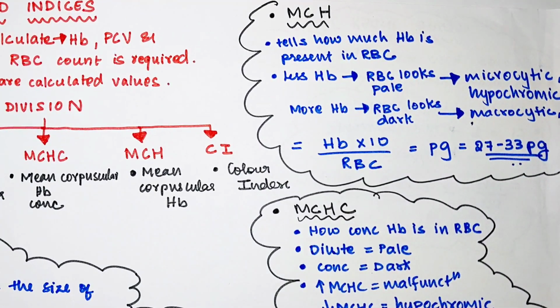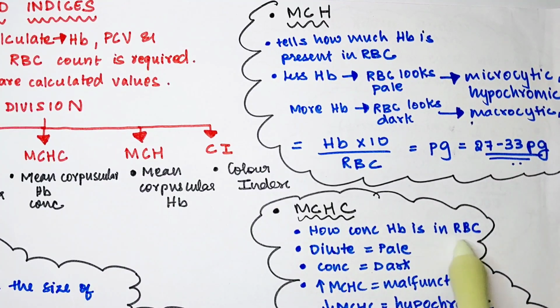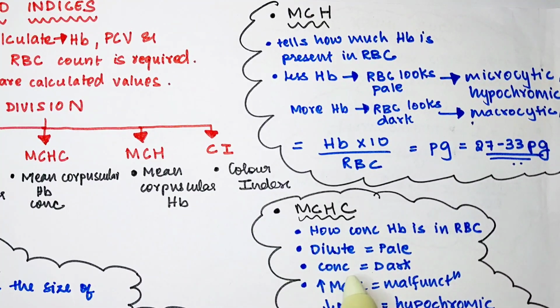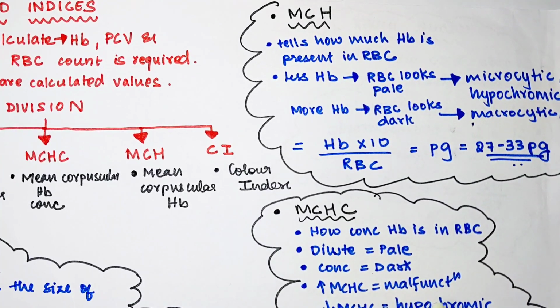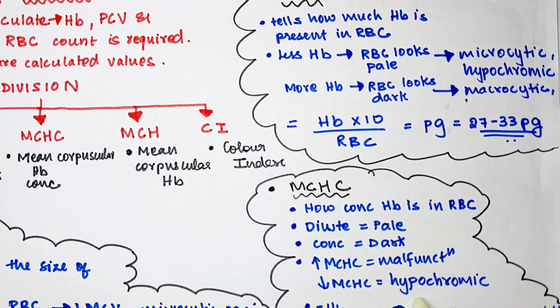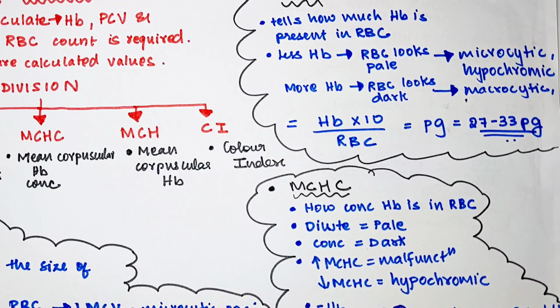MCHC, that is the mean corpuscular hemoglobin concentration. Now, this is mainly responsible for identifying the concentration of the hemoglobin that is present in the RBC. If the amount of hemoglobin is very little or dilute, it is going to look pale. If the HB is concentrated, it is going to look obviously dark. More MCHC means it is system malfunction. That means something is terribly wrong with the system because there cannot be high MCHC. But if there is low MCHC, it is hypochromic, the pale type of HB that is present in the RBC.